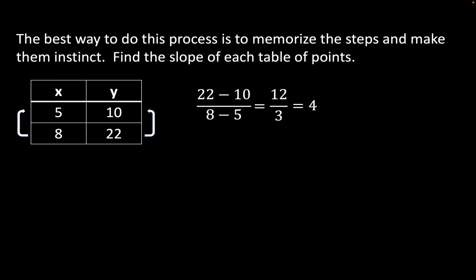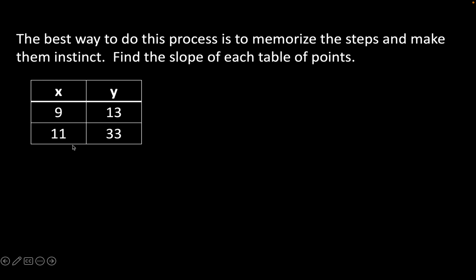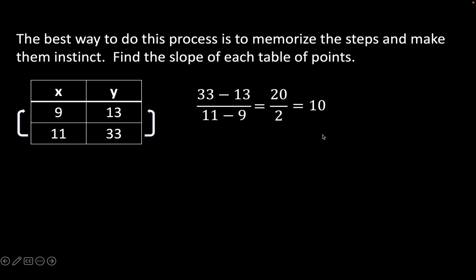Again, it's a very straightforward process. All you have to do is make sure you practice it well enough to memorize that it's literally do this part first, minus on top, and then subtract this minus that on bottom, and everything else is good. Same thing here, if you have this table here, 9, 13, 11, 33, first thing you're gonna do is start on the y side, because remember y goes on top, and it's 33 minus 13 over 11 minus 9. 33 minus 13 is 20, 11 minus 9 is 2, 20 divided by 2 is 10. That is the slope of this table.